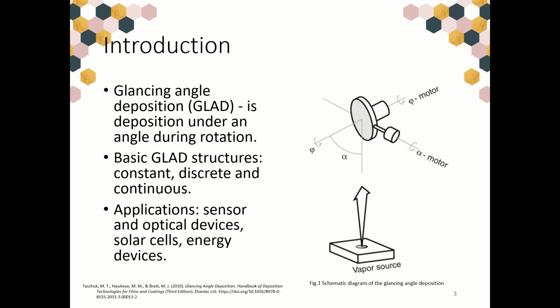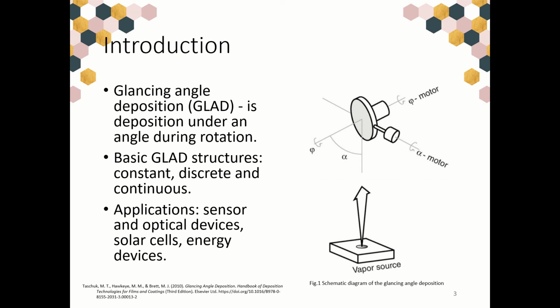So, first of all, what is glancing angle deposition? It is a technique to obtain nanostructures on thin films. Its definition is deposition under an angle during rotation. In surface engineering, this application is developing. For instance, by this technique, different structures on thin film can be grown. There are three structures as constant, discrete, and continuous.